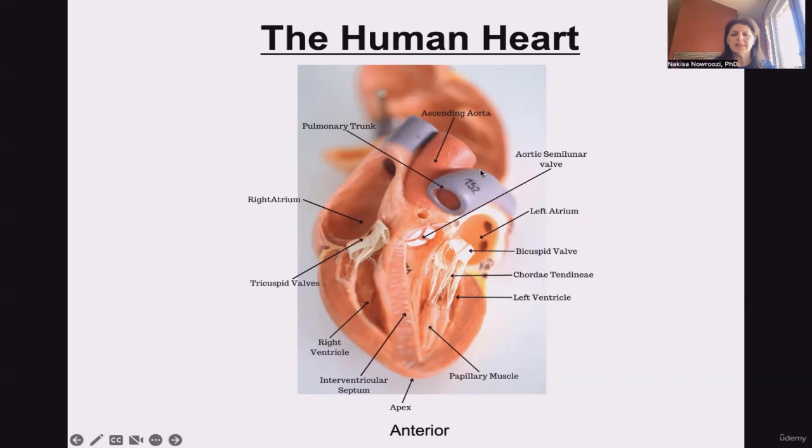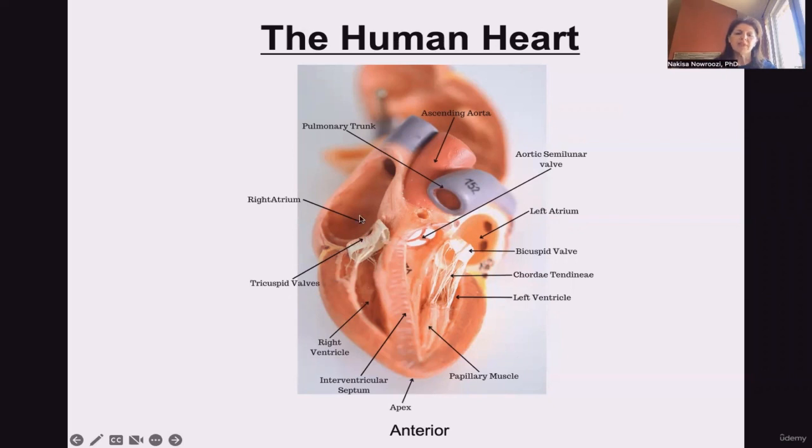So this is the pulmonary trunk, and we are looking at the chambers inside, inside the auricles: right atrium, left atrium, right ventricle, and left ventricle. This is an anterior view of a coronal section. So we made a coronal section and we opened the heart and we're looking inside the heart.